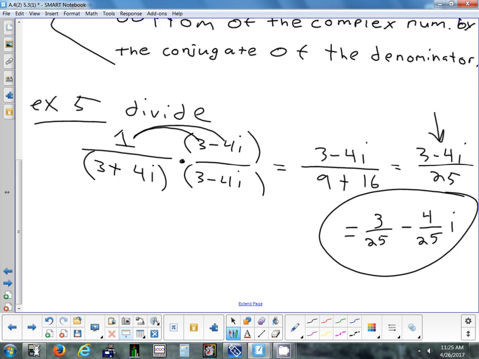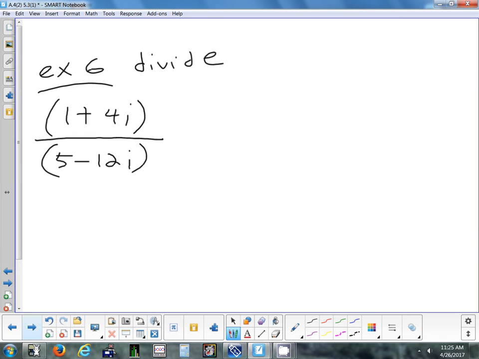Okay, any questions on that? Okay, so the last one, I'll give you a second. Why don't you try it? And see if you can divide 1 plus 4i by 5 minus 12i. Now, just remember, which conjugate are you using? Is it the one in the top or the one in the bottom? Bottom. You're using the one in the bottom. Okay, don't worry about the top. Find the conjugate of what's in the bottom. That's what you multiply by.